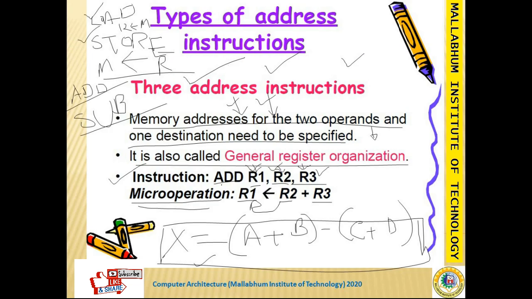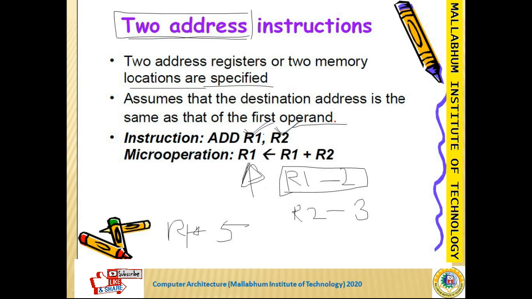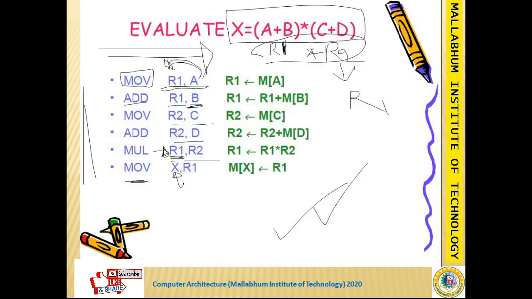So for instruction length, I have specified the types of instruction. First one, three address. Three address means three registers or three address fields have to be specified, and we have also demonstrated how you can evaluate the arithmetic expression with the help of three address. Next, this is your two address instruction. Only two addresses have to be specified. And next we have seen how we can evaluate this expression.